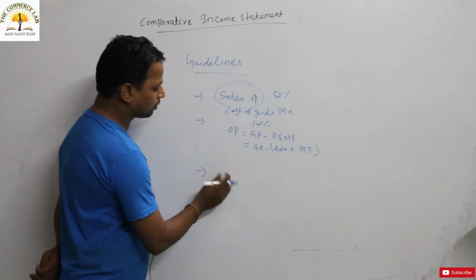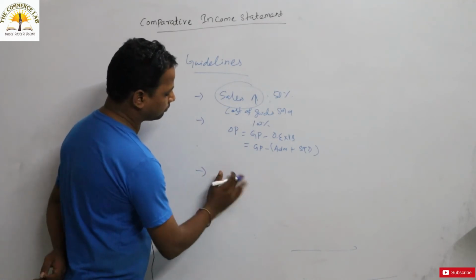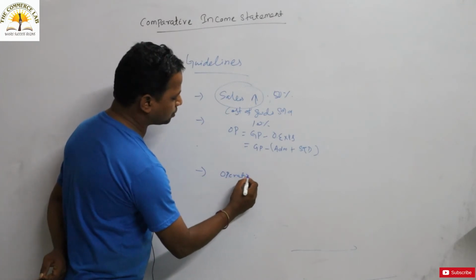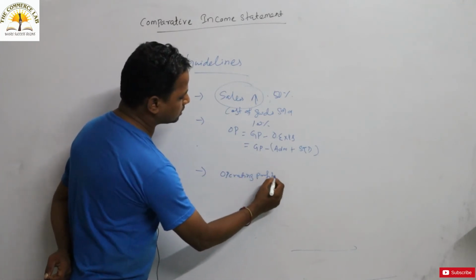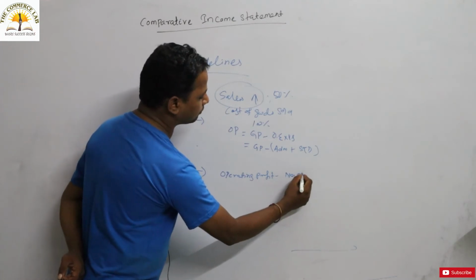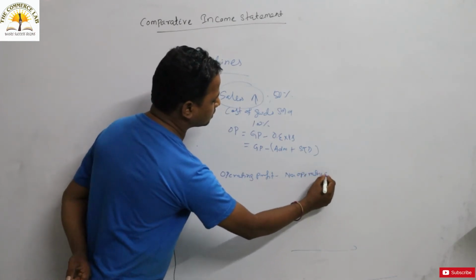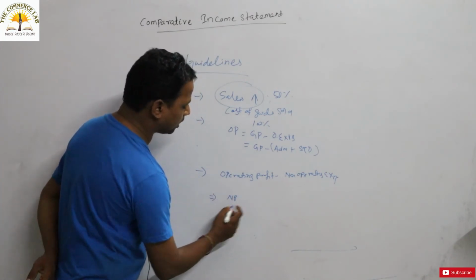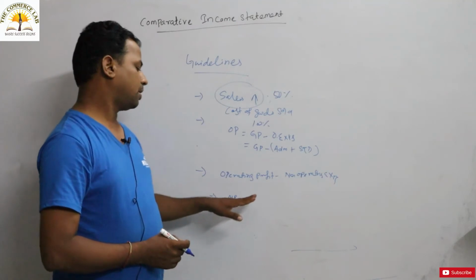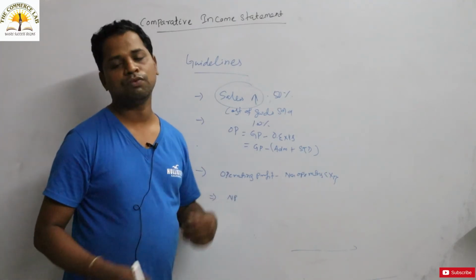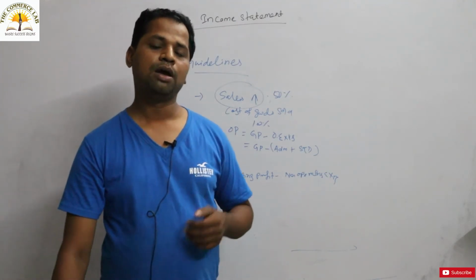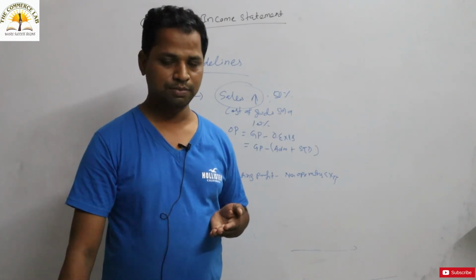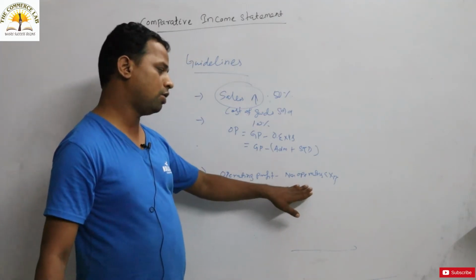Thereafter, you have to calculate operating profit minus non-operating expenses. Okay, then what will come? That will be net profit. Okay, so net profit is nothing but operating profit minus non-operating expenses. So what are the non-operating expenses? Okay, suppose any deferred expenses will be there, or loss on sale of asset will be there. That comes under non-operating expenses.